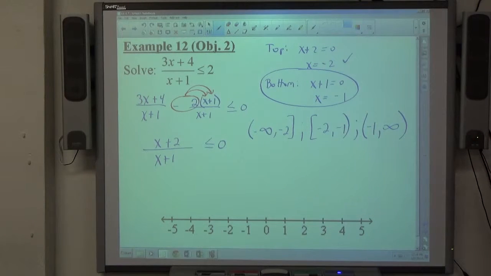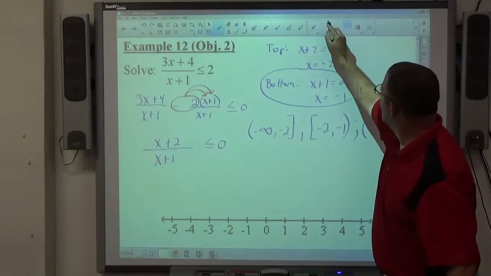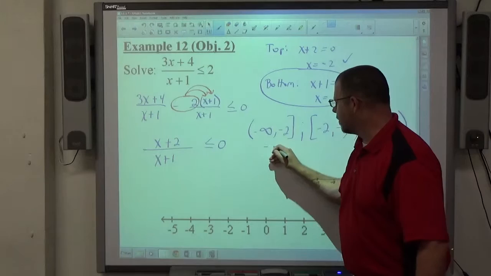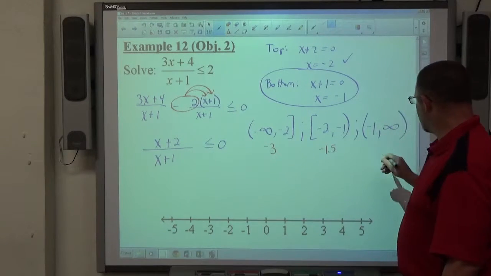So again, I've got 3 intervals here. I simply have to test those intervals to see which ones make negative numbers, because we're looking for less than or equal to 0, right? So for this interval, I'm going to pick negative 3. For this one, I'm going to pick negative 1.5. And for this one, I'm going to pick 0.